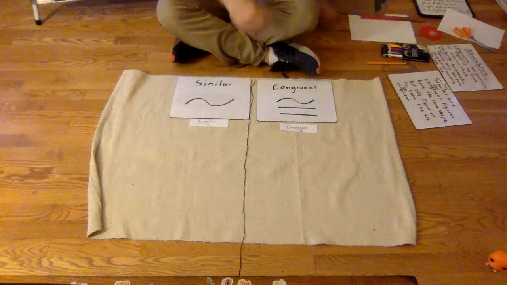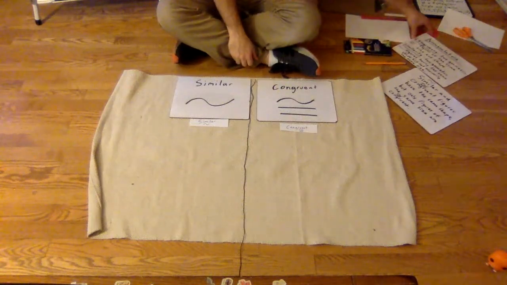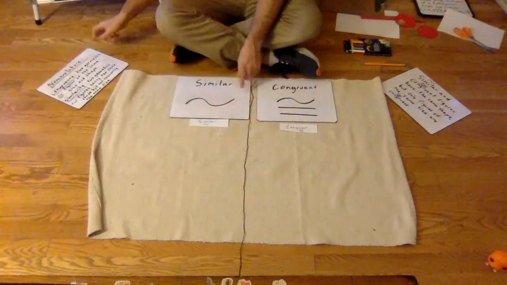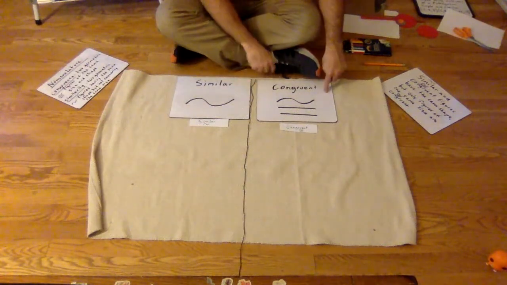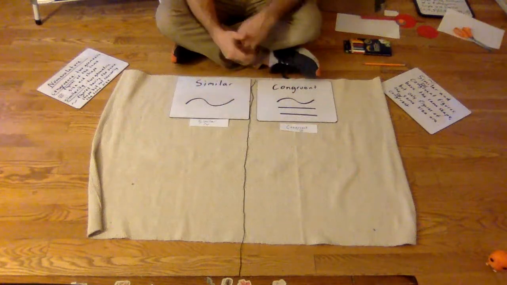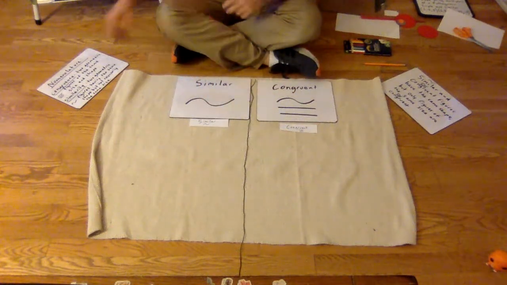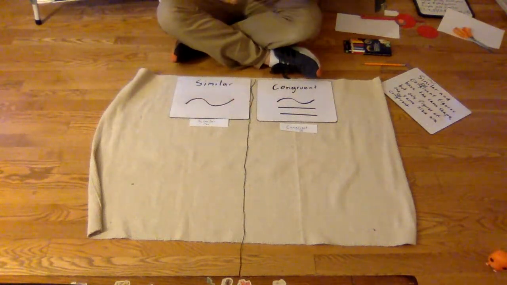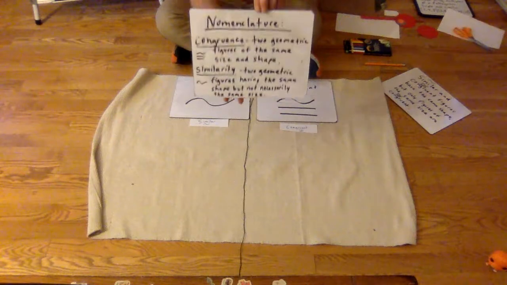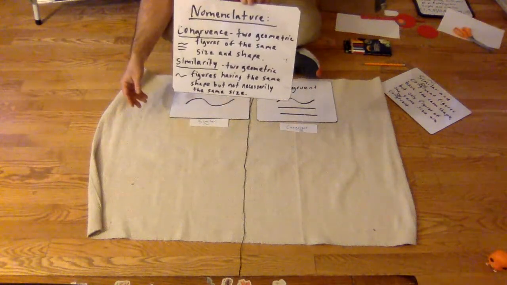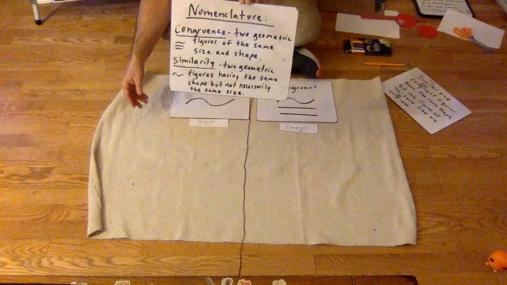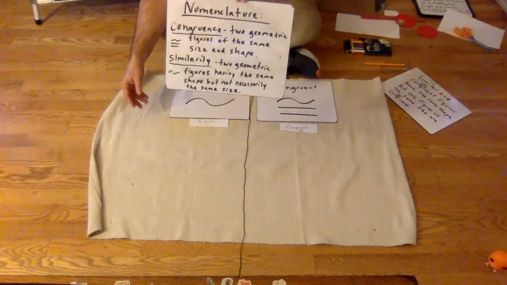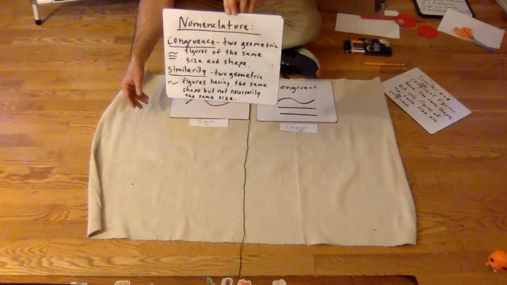So I want to talk today briefly about congruence and similarity. If you see here, I have the word similar and the word congruent, and I have the smaller pieces of paper here. Well, what does this mean? And these are the symbols that go with it. Well, let's review what they mean. So congruence is two geometric figures of the same size and shape, and similarity is two geometric figures having the same shape but not necessarily the same size.